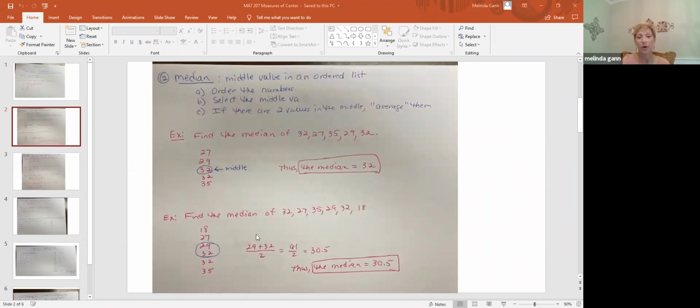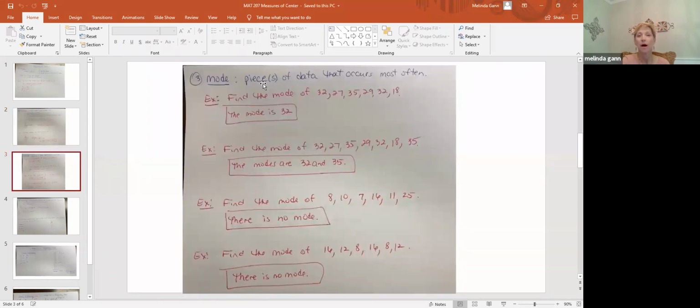Okay. So if there are an even number of pieces, there are going to be 2 numbers in the middle. And so what you'll do is you'll average them. So mean, add them all up, divide by how many you have. With median, put them in order and pick the middle number. All right, let's look at mode. All right, mode's another kind of average. So mode's the piece of data that occurs most often.